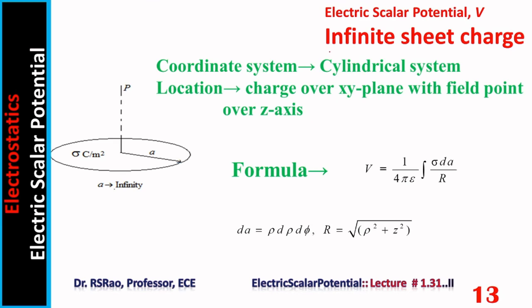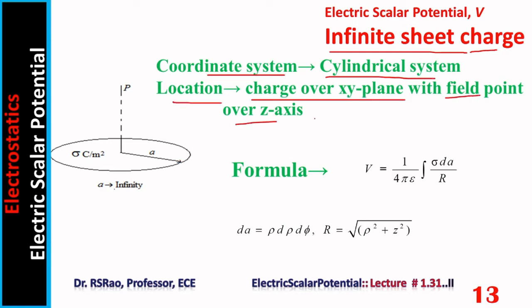Now let us consider another one, the infinite sheet charge. Here the coordinate system we consider is the cylindrical system. We locate this charge over the xy plane with the field point over the z axis somewhere here. See that the field point is lying over the z axis. The appropriate formula is V equal to 1 by 4 pi epsilon integral sigma dA by r. Sigma is surface charge density, coulombs per meter square. Notice here a finite radius circular charge is shown. Radius is A. When the radius tends to infinity, naturally this surface charge becomes an infinite sheet charge.